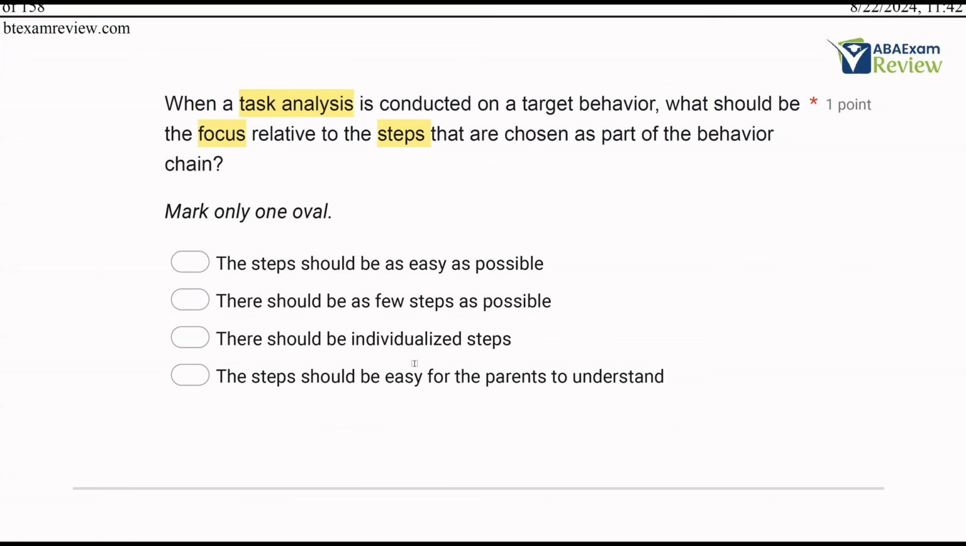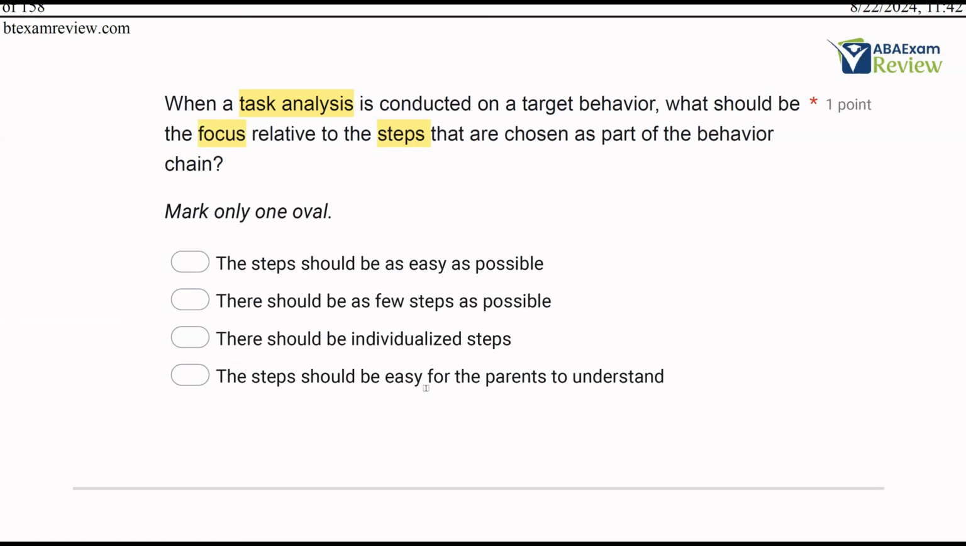What about C? There should be individualized steps. Yes, we want to individualize everything, especially when teaching a task chain. It has to be dependent on what the client can do. What's going to help us achieve our goal? Everything should be individualized. D, the steps should be easy for parents to understand.